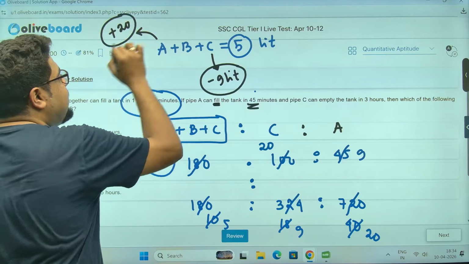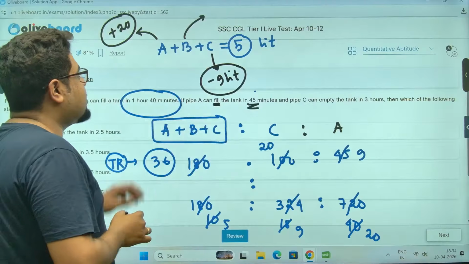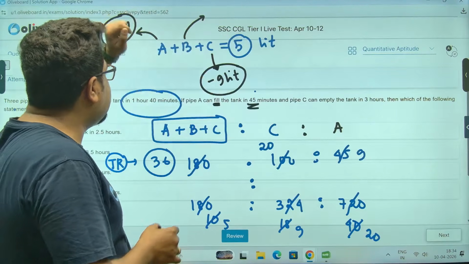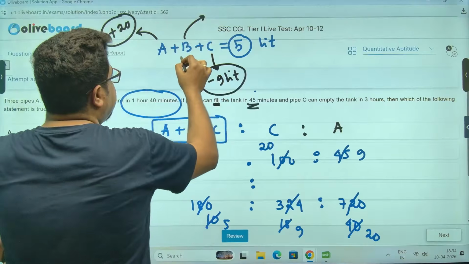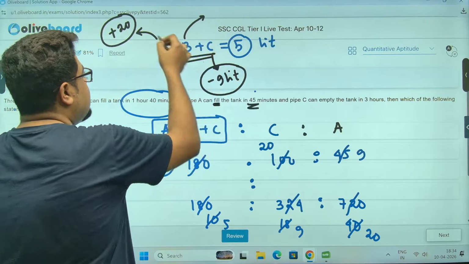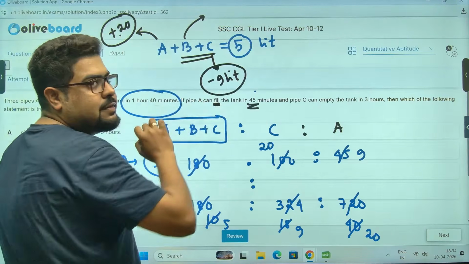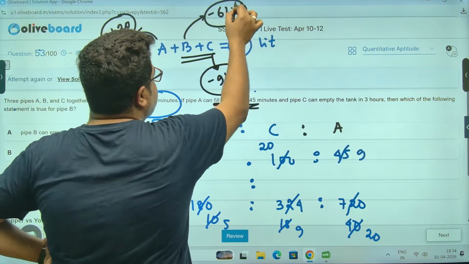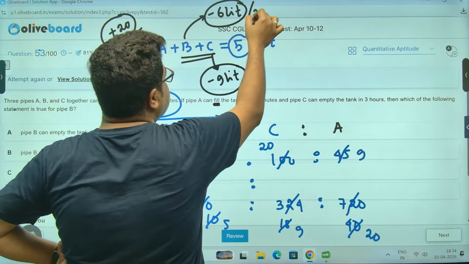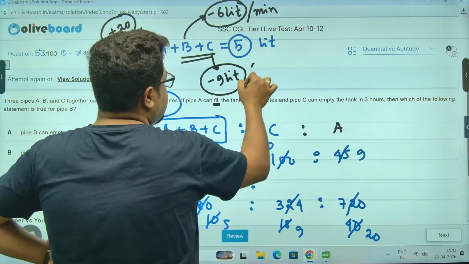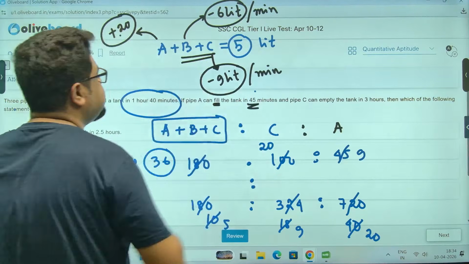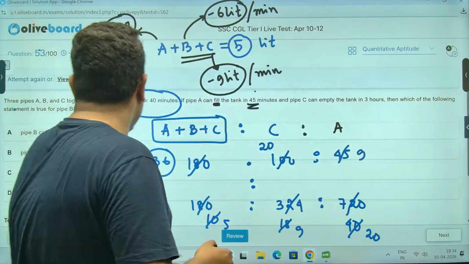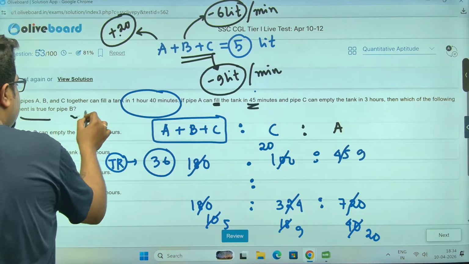So meaning B is also an outlet, because otherwise the total cannot be 5. So B and C total must be 15. That's why 20 minus 15 is 5. So meaning B has to be minus 6 liters per minute. Correct? Everything is in per minute. This is the situation.